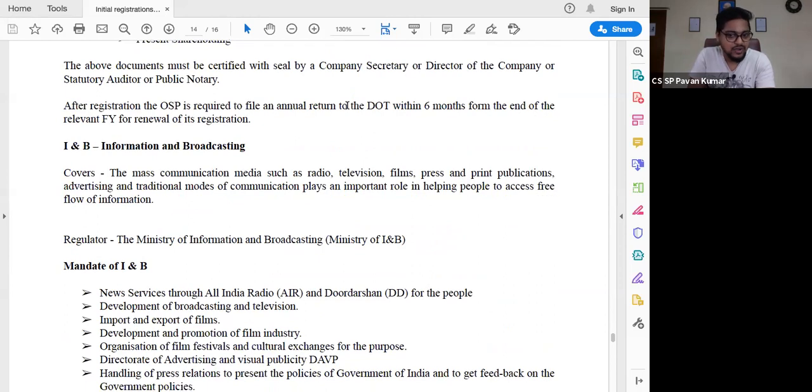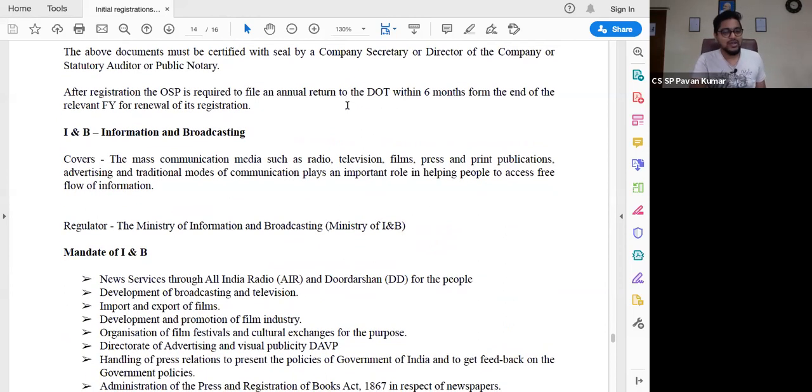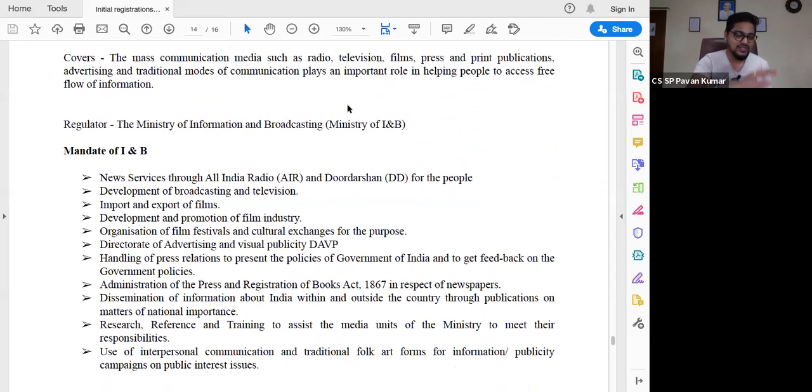Then comes information and broadcasting. Information and broadcasting basically talks about whenever we do something in radio, television, films, press, print media, publications, advertisements, journals. All these things are governed and regulated by the Ministry of Information and Broadcasting. On the basis of this, they will see what kind of content is being broadcast, whether it is affecting any sentiments, and all these things this particular ministry takes care of. And whenever anyone is going to deal with this kind of activity, a registration should be taken from the Ministry of Information and Broadcasting.